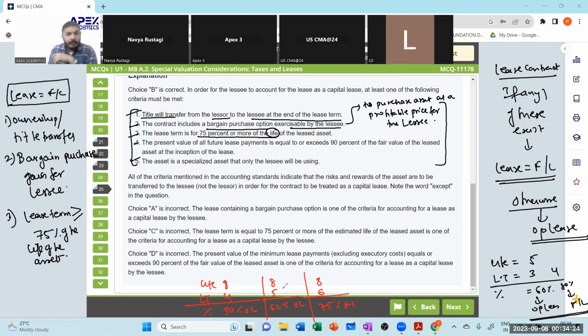Fourth category. Present value of future lease payments should exceed 90% of the fair value of the leased asset. That is, PV of FLP is greater than or equal to 90% of fair value of asset. What is the meaning of this point? I will explain to you after I do the fifth point. Fifth point: it's a specialized asset that only the lessee will be using.